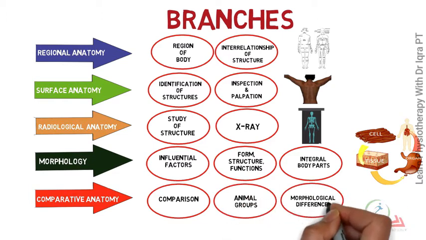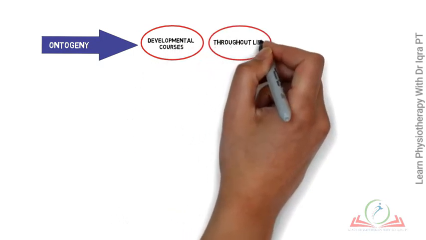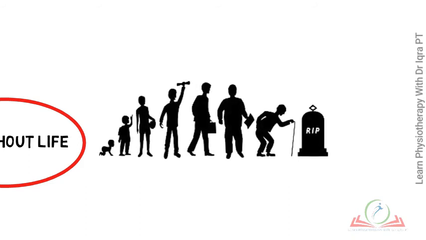Comparative anatomy, as the name indicates, is the comparison between animal groups depending upon morphological differences. For example, comparison of structure of forearm in different species. Then the ontogeny. It deals with the developmental changes throughout life, having both prenatal and postnatal developmental courses. For example, how a baby starts walking, starting from the neck holding.